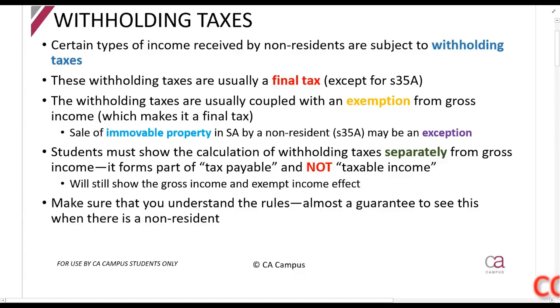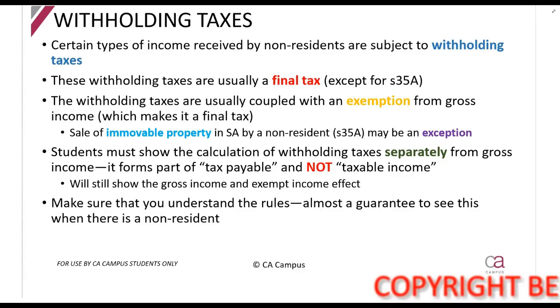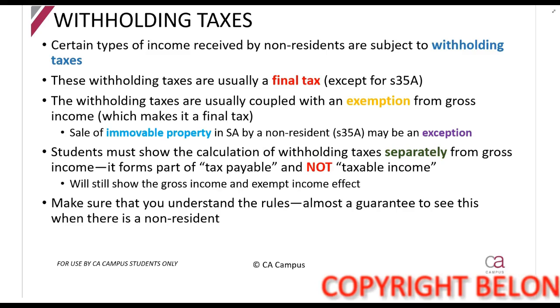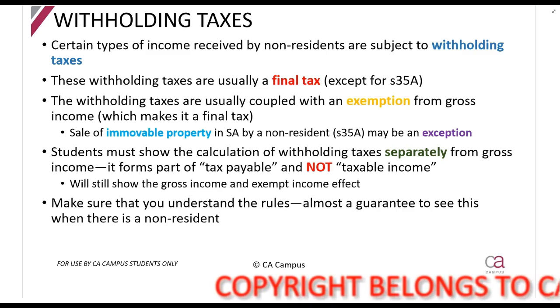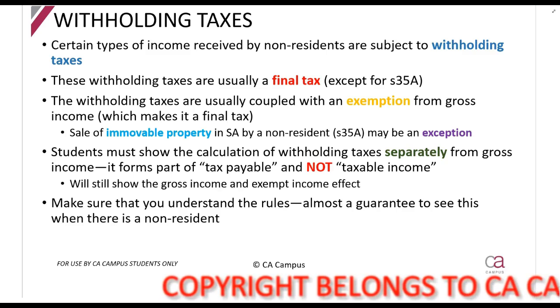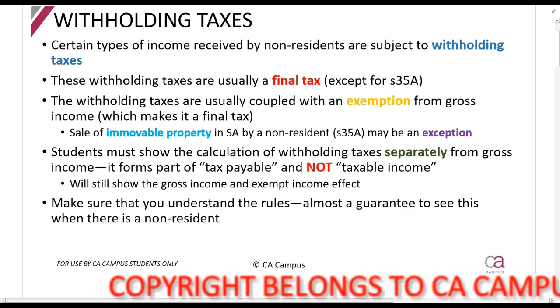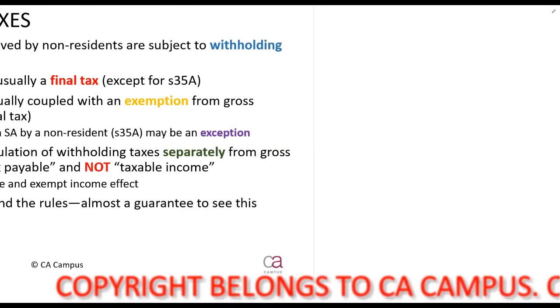We're now going to look at withholding taxes. Withholding taxes is a section which is only applicable basically to non-residents. For the most part, dividends tax is also sometimes considered a withholding tax, but we ignore that for now. Withholding taxes are usually only applicable to non-residents. So let me quickly explain to you what a withholding tax is.